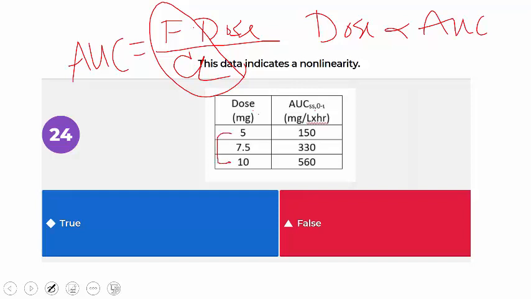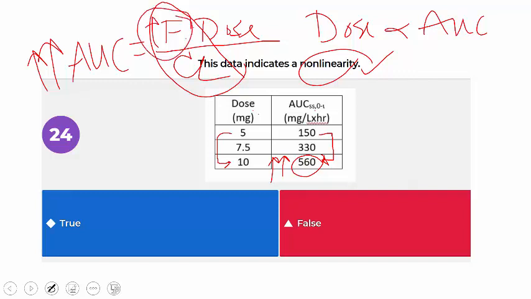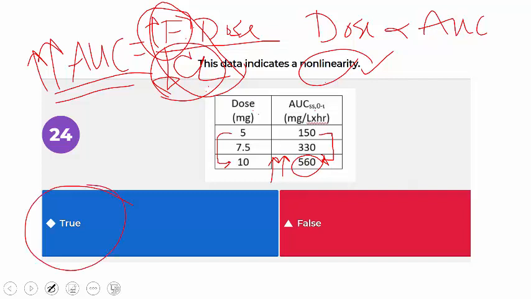Here we go from 5 to 10. So shouldn't our area under the curve go from 150 to 300? Well, this isn't 300. This is much greater than 300. So if that's the case, we have a nonlinearity here. We sure do. And it's either due to an increase in bioavailability with increasing doses, or a decrease in clearance, because that's what would result in an increase in area under the curve. So does this data indicate a nonlinearity? Yes, that's true.